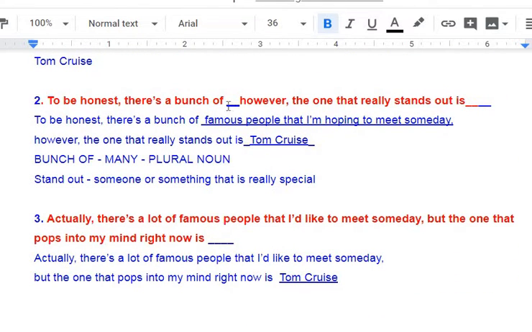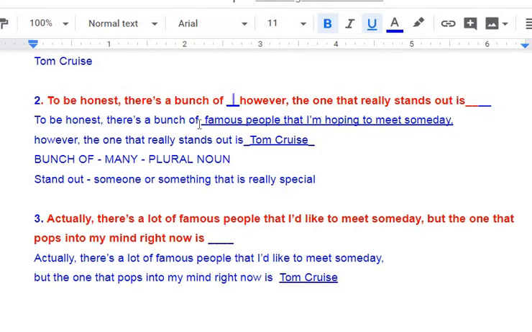To be honest, there's a bunch of blank. However, the one that really stands out is blank. So for example, to be honest, there's a bunch of famous people that I'm hoping to meet someday. However, the one that really stands out is Tom Cruise. Take note that the meaning of bunch of means many or a lot of. So instead of saying there's a lot of famous people, which is too common, try to use a bunch of, okay? Now be careful that you have to use a plural form of noun here.